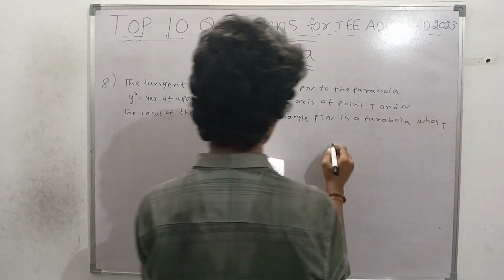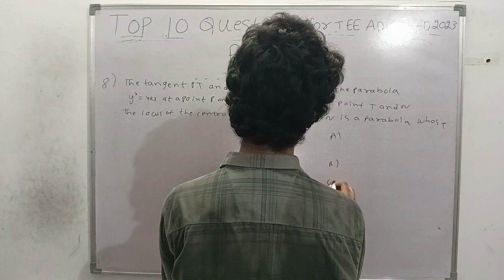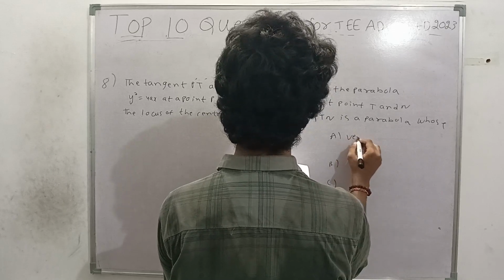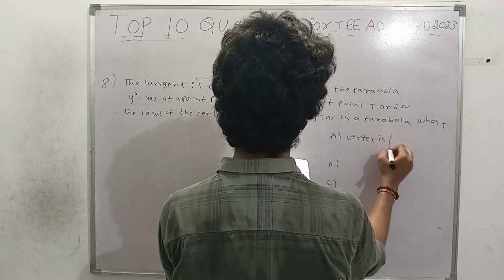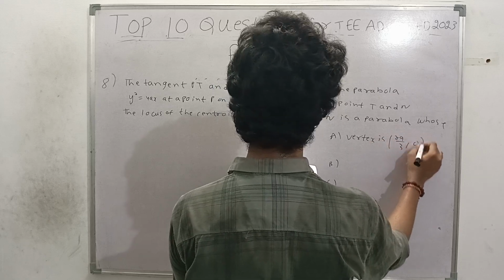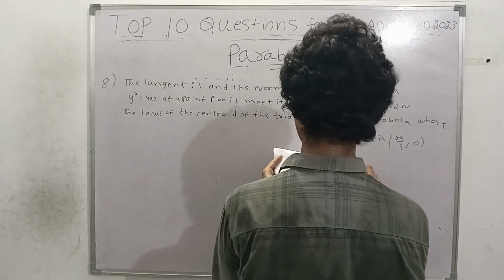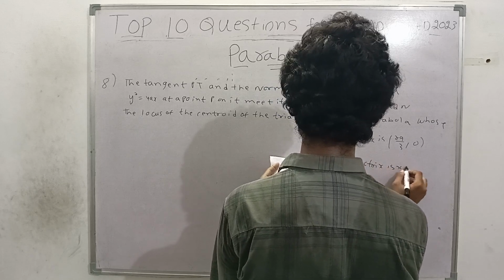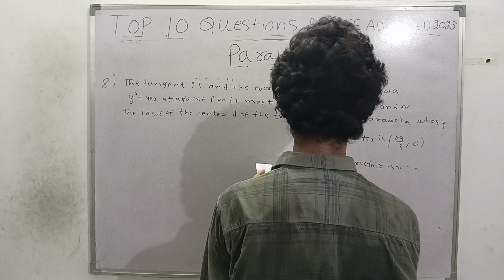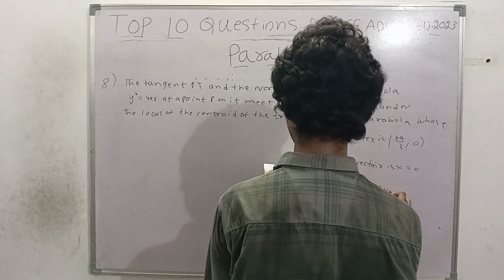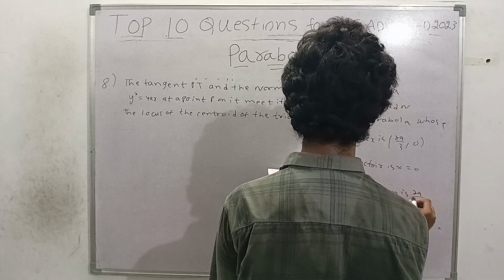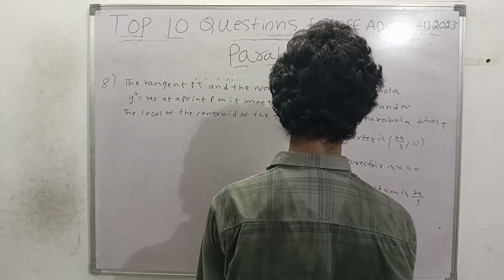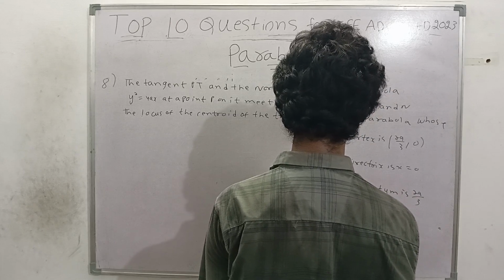They have given the points A, B, C and D as four options. They are saying the vertex is 2a by 3, and we have to find the centroid locus here. The directrix they have given is x equal to 0. Latus rectum is 2a by 3 and focus is a comma 0.